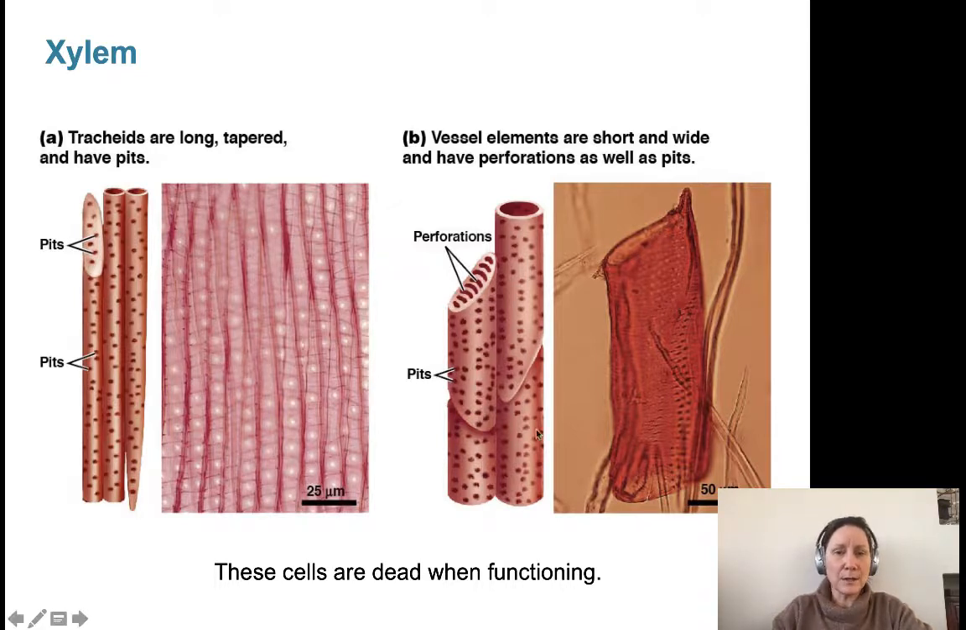An important note, by the way, is that when these cells develop, when they reach maturity and then begin functioning to transport water, they're dead at that point. And so as a result of that, they function as a support structure as well.